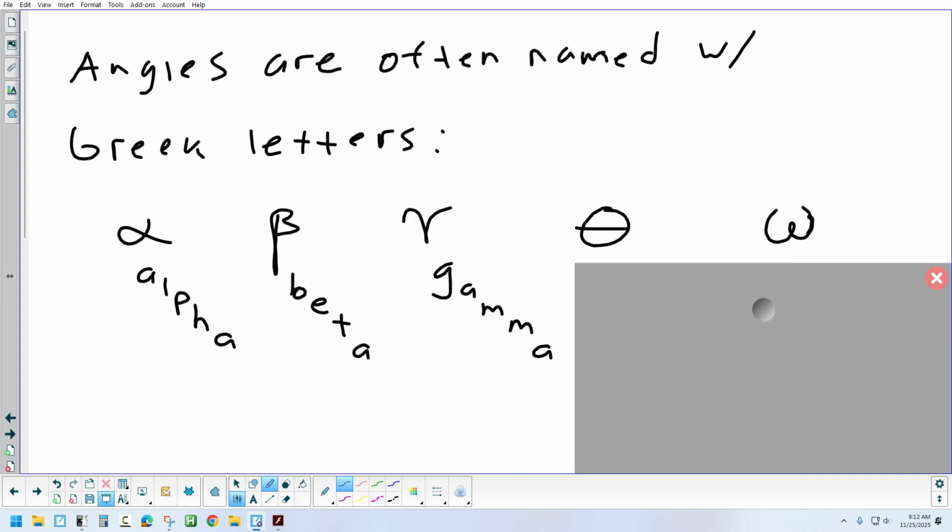Okay, the next one is kind of like the X in algebra. It's the variable that is used most often when you don't know an angle and you're just talking about a single angle. That's the Greek letter we use a lot. Oh, that's theta. That's theta.